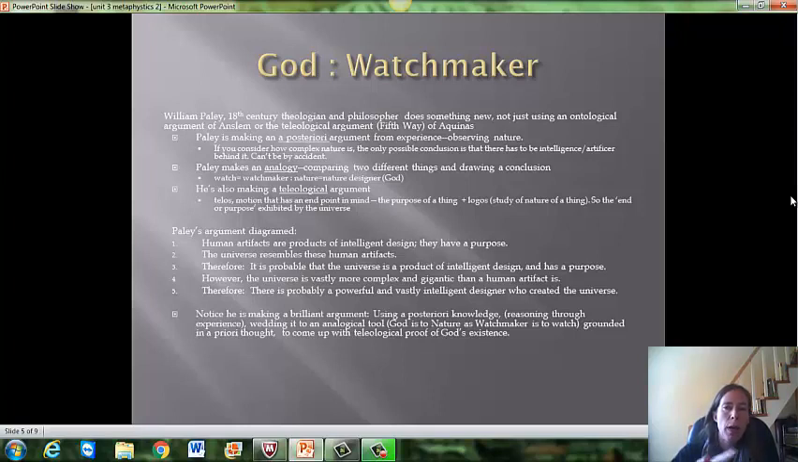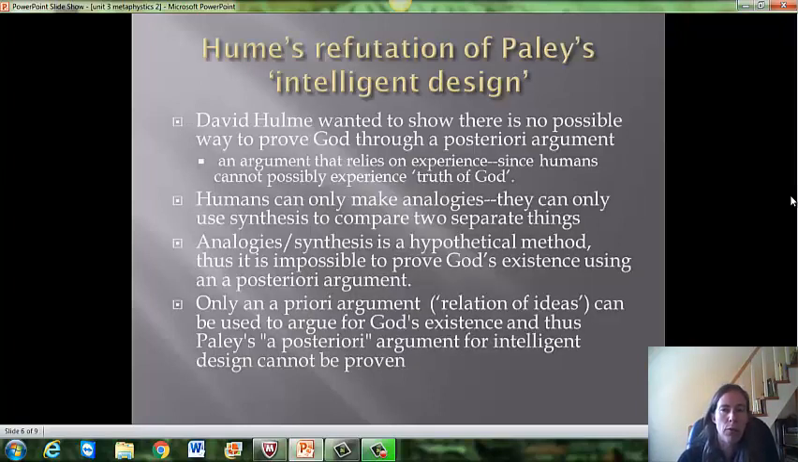Now I'm going to take a little detour through David Hume. Hume and Paley were writing around the same time. They actually swapped manuscripts. Hume read Paley's manuscript. And Hume wanted to say there's no possible way to prove that God exists through an a posteriori argument, which is what Paley's kind of arguing. He's saying a posteriori relies on experience, but humans can't possibly experience the truth of God. He says humans can only make analogies, and he also says that it's ridiculous to argue from parts towards a whole, right? Watch being the part and the whole being the God. He says that's a false form of reasoning or analogies.